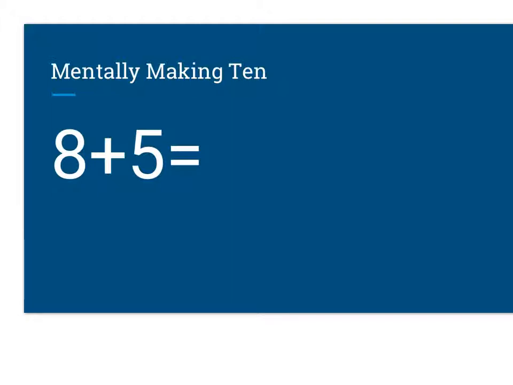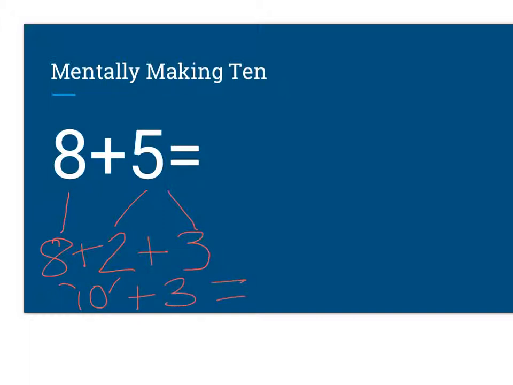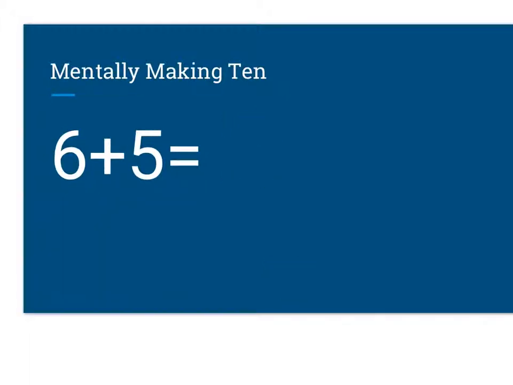So I'm going to break apart this 5. I know that I need 2 to make that 10, so I'm going to consider this 5 as 2 plus 3. This 2 can be combined with this 8. 8 plus 2 is 10 plus 3 more. I know that 10 plus 3 is 13, so 8 plus 5 must be 13.